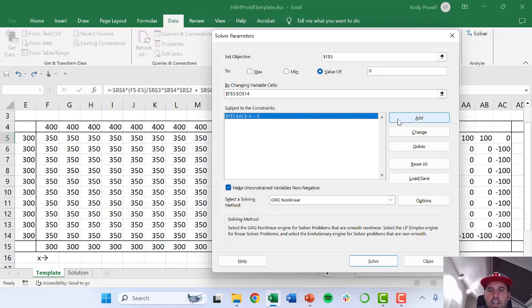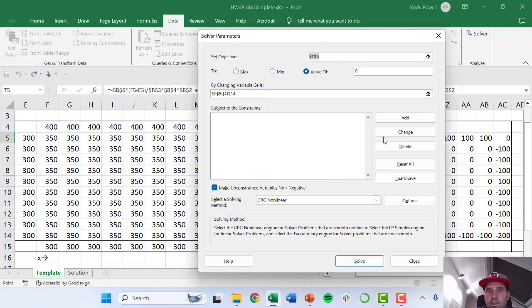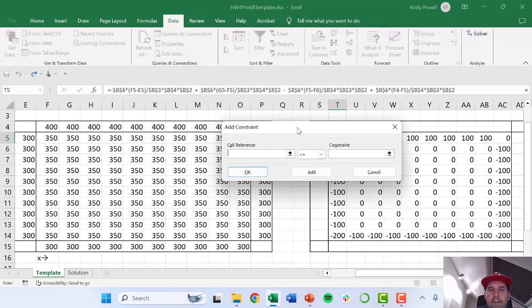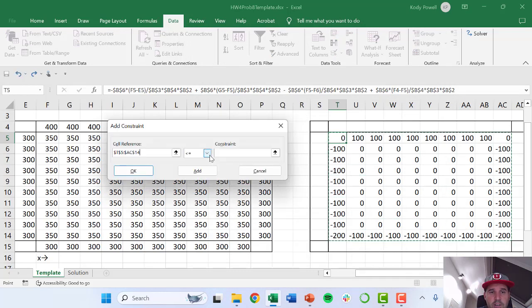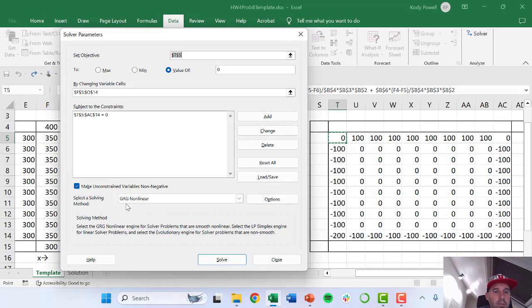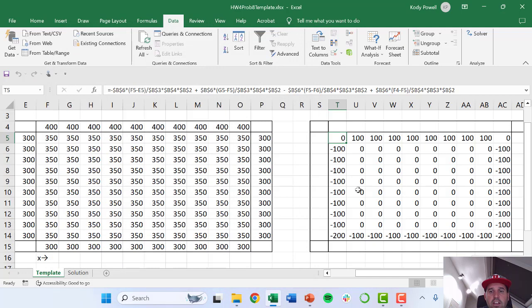So when we go to constraints, if you don't have this in here, you would go to add a constraint. Now I'm going to say I also want every single energy balance to converge. So I want every single energy balance to be equal to 0. I'm going to go ahead and use this GRG nonlinear solver, and I'm going to hit solve. And what's going to happen is that the solver is going to find the right combination of all 100 of these temperatures until all 100 of the energy balances are satisfied.